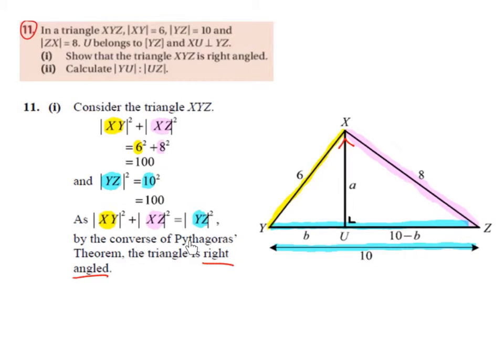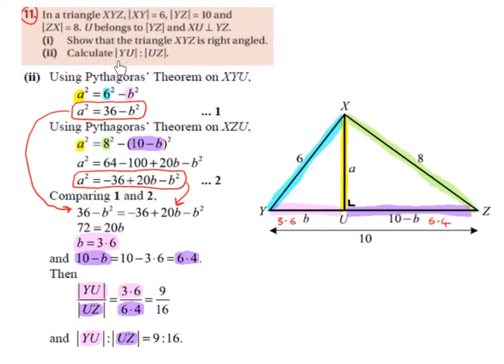So by the converse of Pythagoras' theorem, the triangle must be right angled. So YZ must be the hypotenuse, and this must be the right angle. So this is the converse, or the opposite, of Pythagoras' theorem.